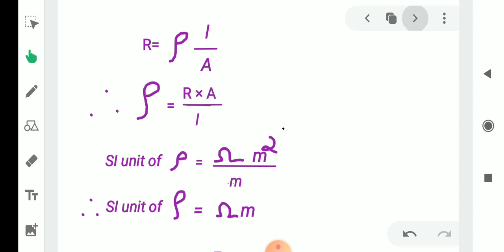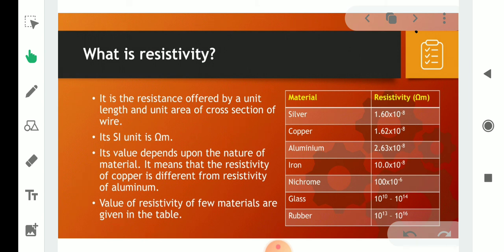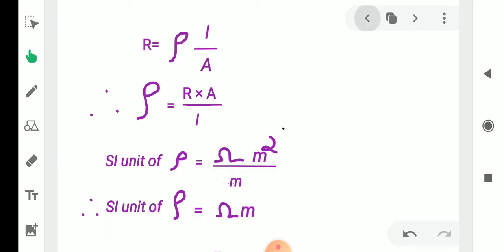So what is resistivity? Resistivity is the resistance offered by a unit length and unit area of cross section of the wire. If you consider unit length and unit area of cross section, the resistance offered for this unit area and unit length is called resistivity.